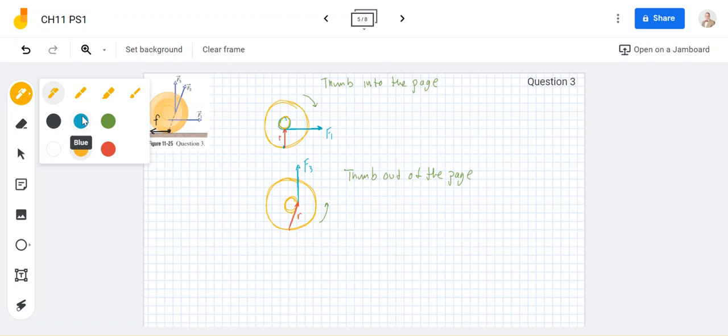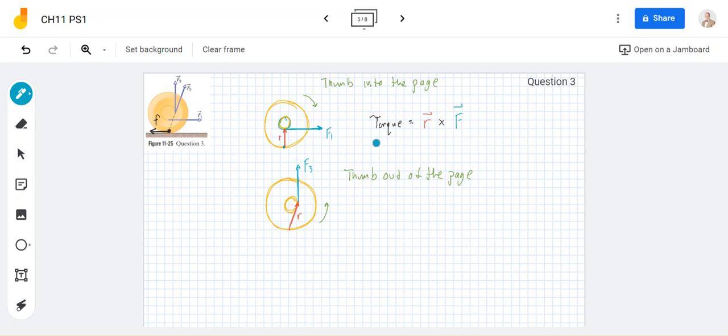So each of these is, basically we're going to try to find the torque. The torque is R cross F, R vector cross F vector. And if you're going to do this, you have to use the right-hand rule to figure out which way, and the thumb gives you that direction. So what about this last one then?